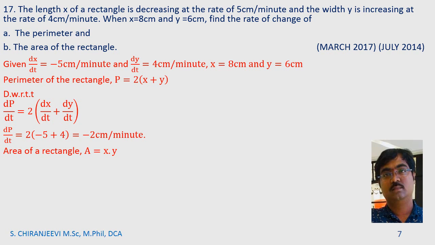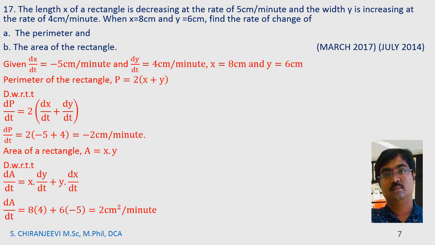Area of a rectangle capital A equals x into y. x into y is there, we need to go by product rule. Differentiating with respect to t, dA/dt equals x into dy/dt plus y into dx/dt. dA/dt equals, substituting x, dy/dt and y, dx/dt values, 8 into 4 plus 6 into minus 5. 8 4s are 32 minus 30 is 2 cm² per minute.